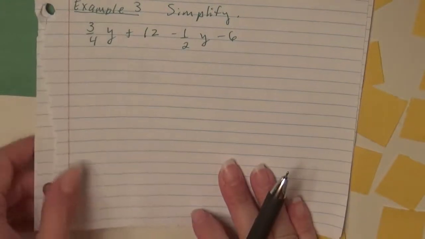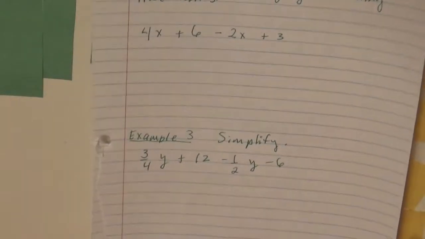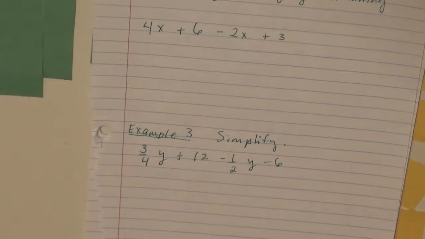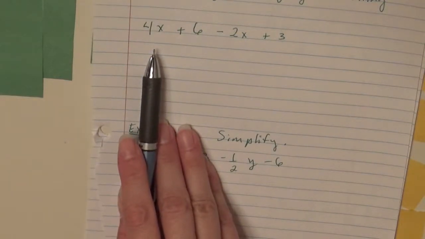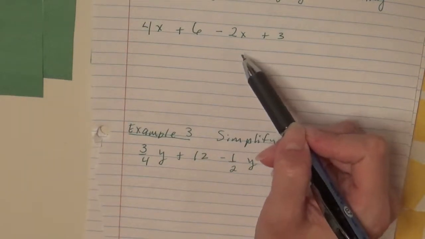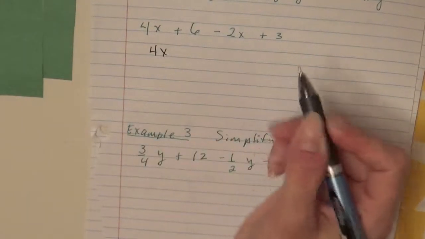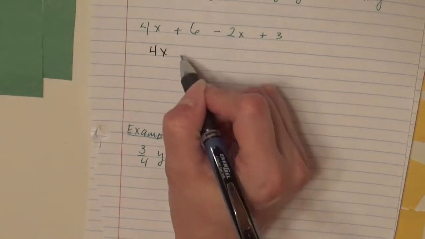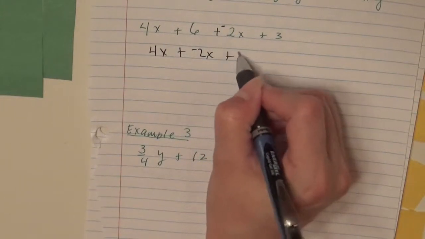Example 2, we're going to simplify by combining like terms. I'm going to show you how you'll be doing this algebraically. If you need to see it using tiles as well, or draw a picture, go for it. That's great. What we're going to do is first identify our like terms. We've got 4x here. We've got negative 2x here. I know from the commutative property that I can rearrange these. So I can write this as 4x, and I can think of this as plus negative 2x. If you want to write it back here, that's fine. Plus negative 2x plus 6 plus 3.